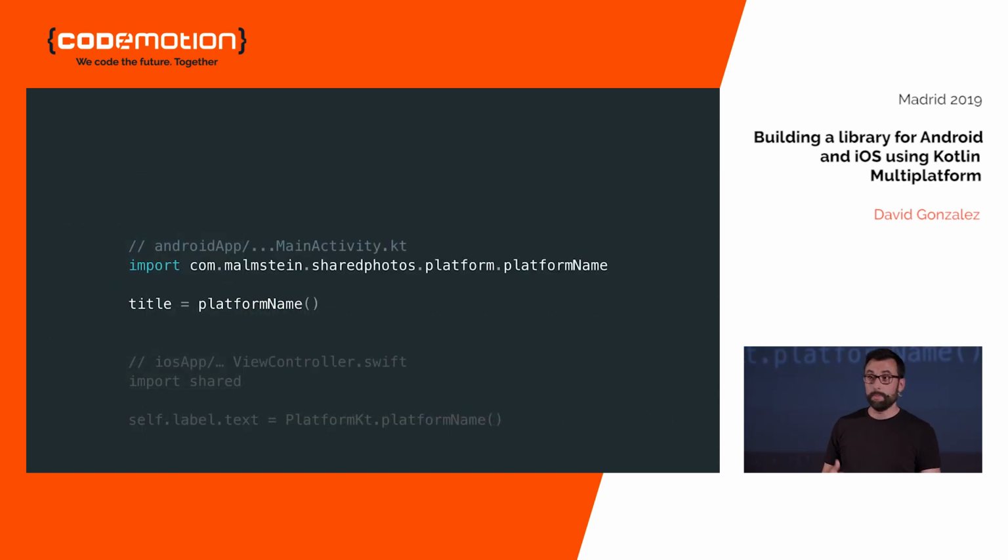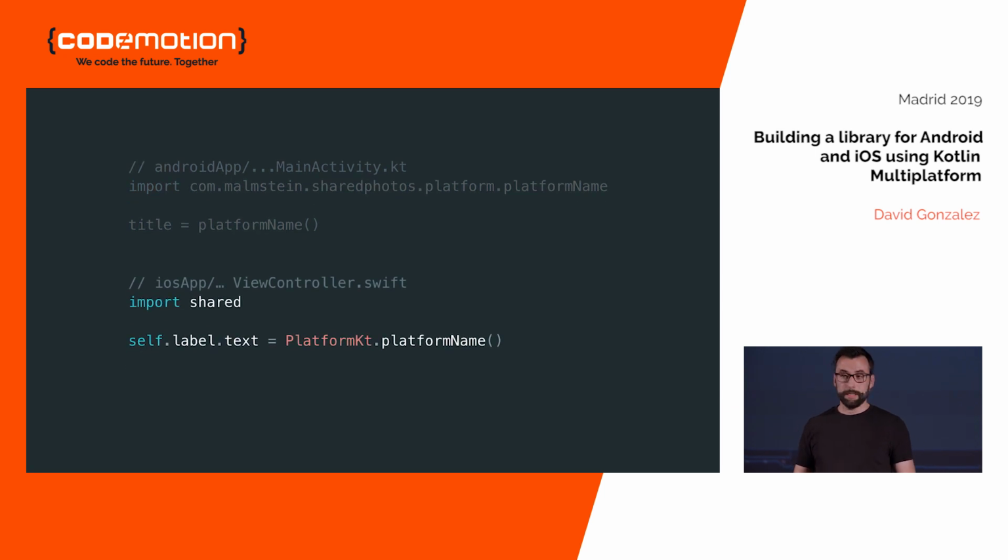So let's see how it looks from an Android world. From an activity, this is a normal Android activity. We can simply import the reference to platform name. There's nothing else that we need to do. Just call the function or variable with the same name you've defined in the multi-platform library. You can use it, and it's very simple.